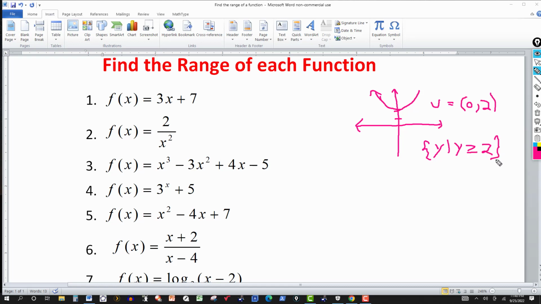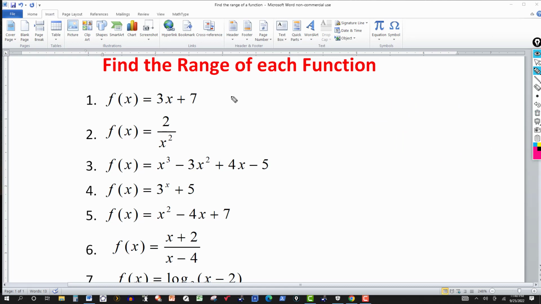So you can get the range if you know what the graph looks like. You can also get it if you can solve the equation for y. So now we're just going to focus on the range. I've done some problems on dealing with the domain. These, we're going to look at the range.